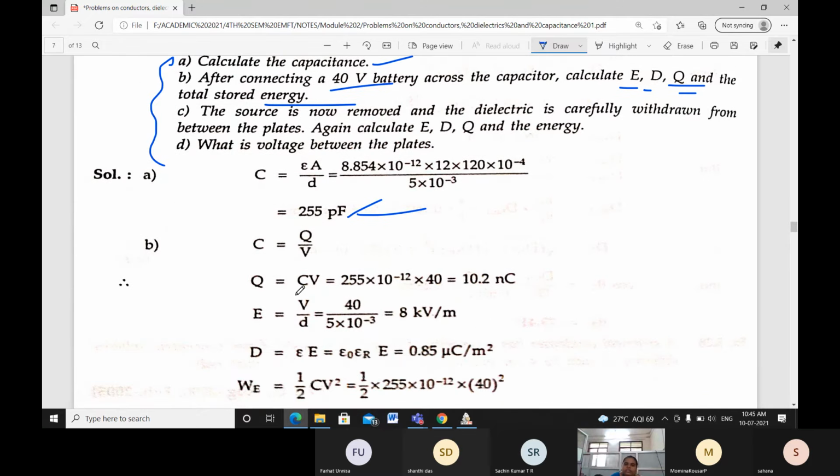Then E is what? V divided by d. What is the distance going to be? That's going to be 40 divided by 5 into 10 raised to minus 3. You will be getting 8 kilovolts per meter. Then D is what? Epsilon times E. If you find out one by one, it will be easy for us. That's going to be epsilon naught, epsilon r into E. Just go on substituting here. You will be getting 0.85 microcoulombs per meter square.